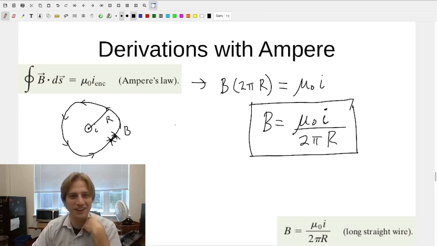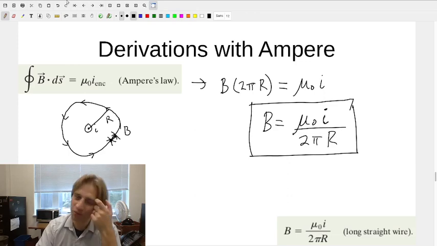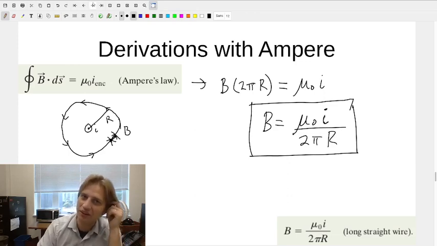Okay, so it seems a little too cheap, but it is right, and there's a lot more vector calculus where that came from.